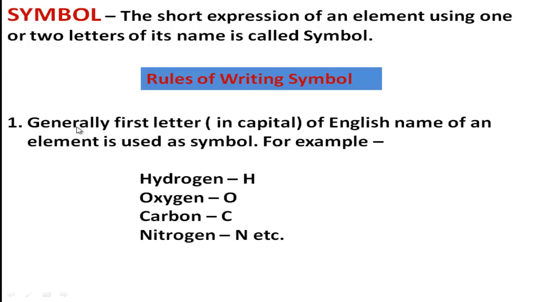Number 1, generally the first letter in capital of the English name of an element is used as symbol. For example, hydrogen. In case of hydrogen, H is used as symbol. O for oxygen, C for carbon, N for nitrogen. Follow here, only the first letter in capital is used as symbol of this type of elements. There are also other elements. I have just shown here as examples.